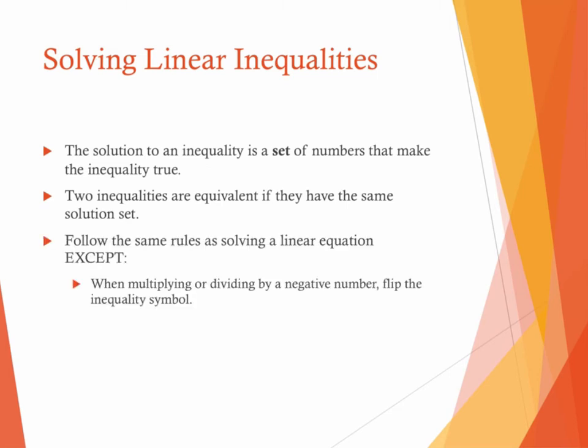In order to solve a linear inequality, we're going to follow the same rules as solving a linear equation, except for one big thing. When we are multiplying or dividing by a negative number, we need to flip the inequality symbol. So if I multiply or divide by a negative number and I have the greater than symbol, that's going to turn into the less than symbol. Alternately, if I had the less than or equal to symbol, it's going to change into the greater than or equal to symbol. And the same is true for the other combinations, going from one symbol to another.